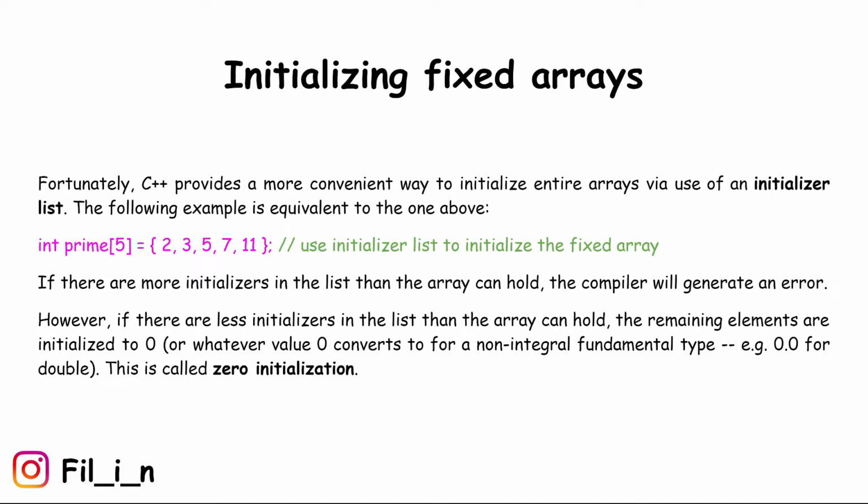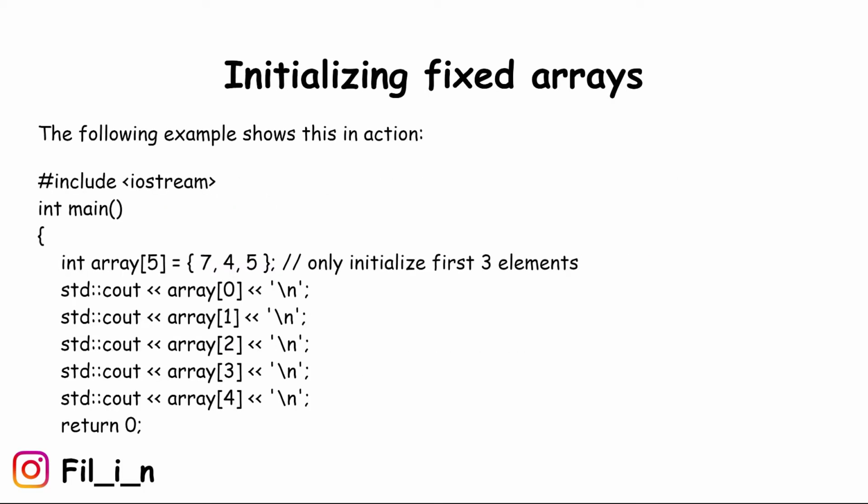If there are more initializers in the list than the array can hold, the compiler will generate an error. However, if there are fewer initializers in the list than the array can hold, the remaining elements are initialized to 0, or whatever value 0 converts to for a non-integral fundamental type, e.g. 0.0 for double. This is called zero initialization. The following example shows this in action.